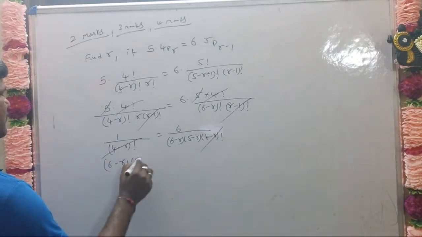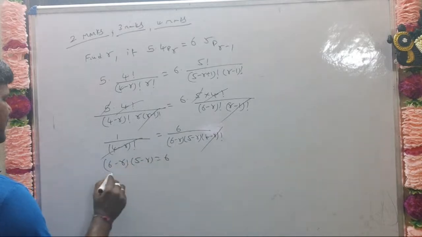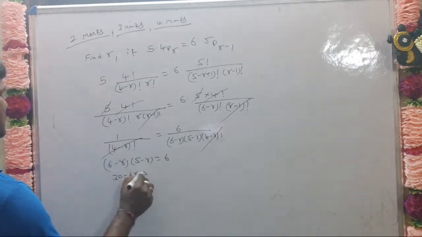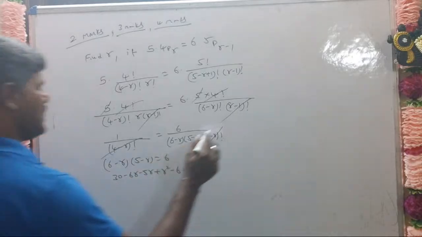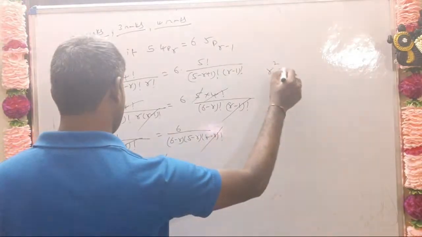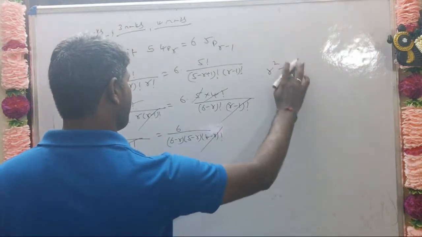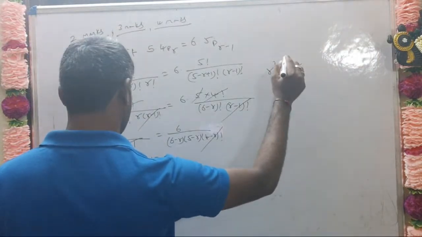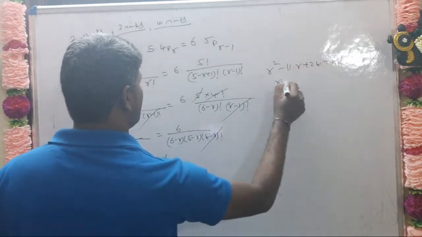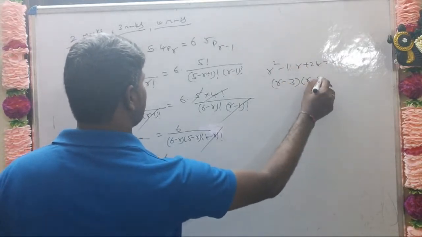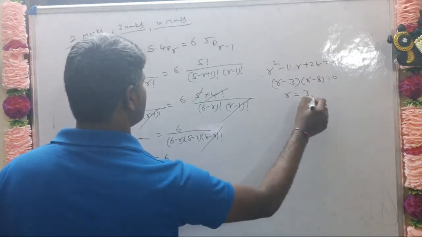(6 minus r) into (5 minus r) is equal to 6. Multiply: 30 minus 6r minus 5r plus r square is equal to 6. So r square minus 11r plus 24 equal to 0. (r minus 3) into (r minus 8) equal to 0. r is equal to 3, 8.